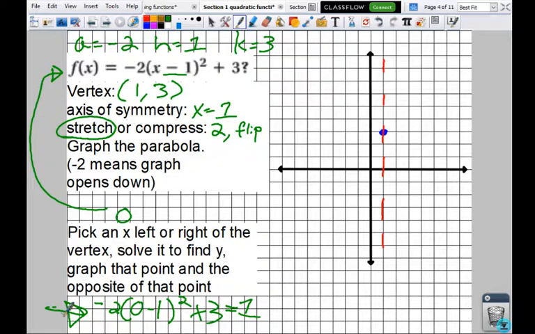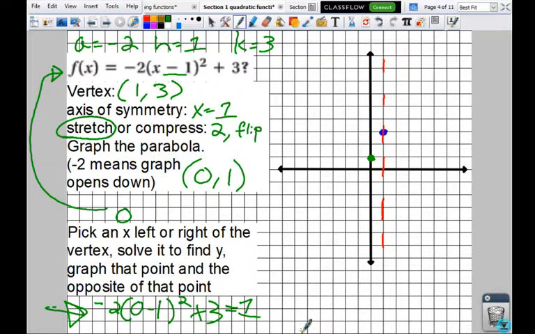And we get 1. So when I plug in 0 for x, I get 1 for y. So I also have the point (0, 1) on my graph. I'm going to graph that: left and right 0, up 1. And I'm going to put a dot there.